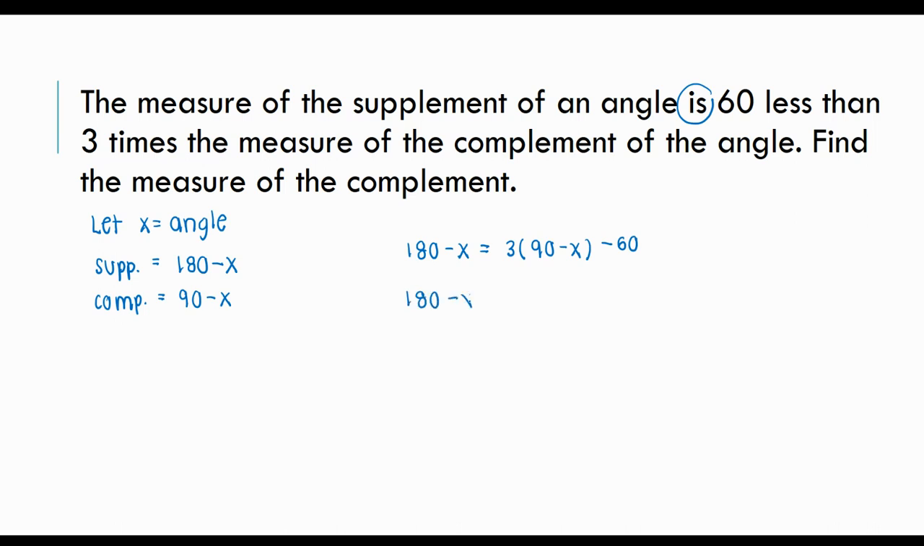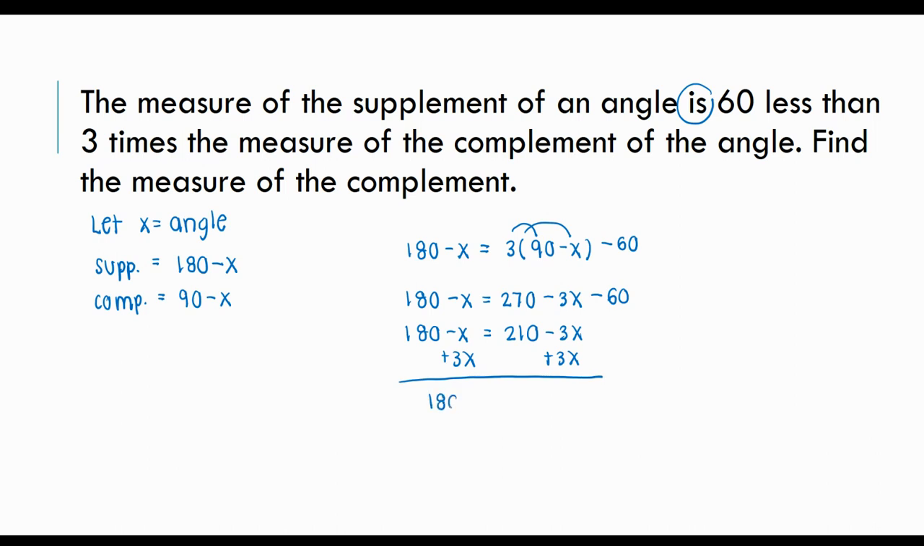So I'll keep the 180 minus x on the left. I will start distributing on the right. 3 times 90 is 270. 3 times negative x is negative 3x. We still have minus 60. So we'll have 180 minus x equals, if I combine like terms, we'll now have 210 minus 3x. I'm going to get the x's to the same side, so I'm going to add 3x over to the left. That will give us now 180 plus 2x equaling 210.